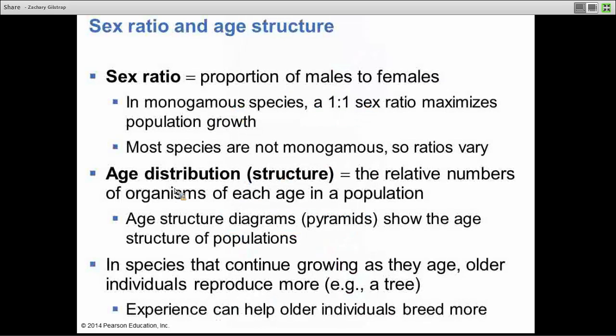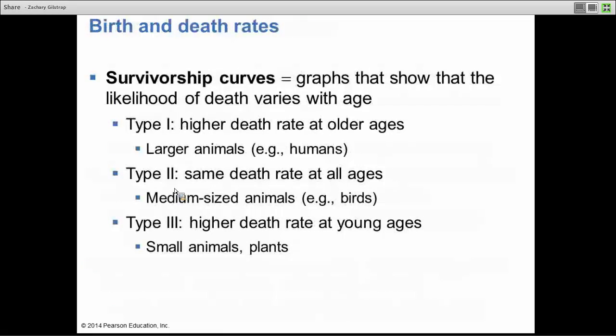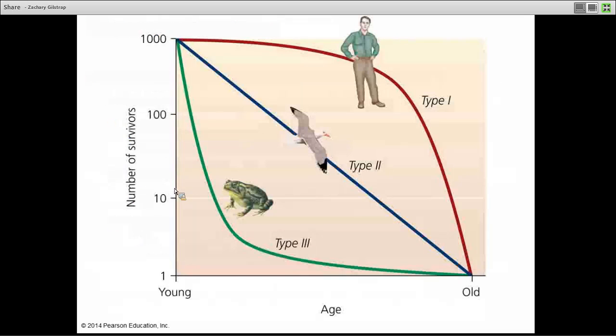So a population sex ratio is its proportion of males to females, and this can influence whether the population will increase or decrease in size over time. A 1-to-1 sex ratio maximizes population growth, as you might assume. However, most species are not monogamous, so ratios may vary and still lead to very good population growth. Age distribution, or age structure, describes the relative numbers of organisms of each age within a population. And lastly, to show how the likelihood of survival varies with age, ecologists use graphs called survivorship curves.